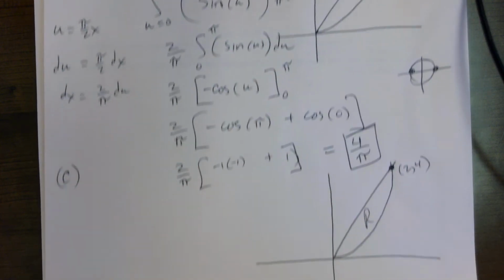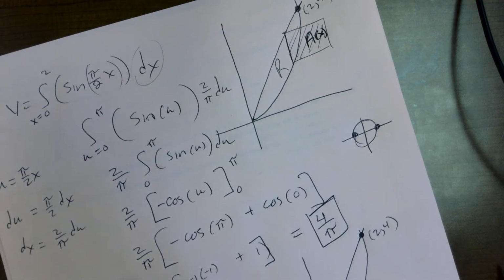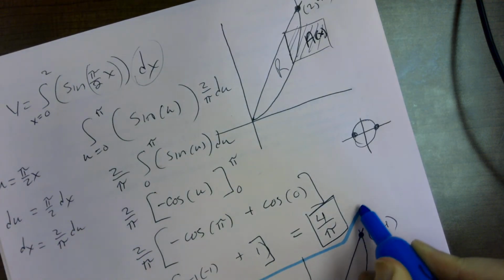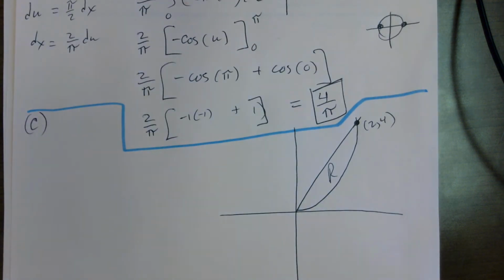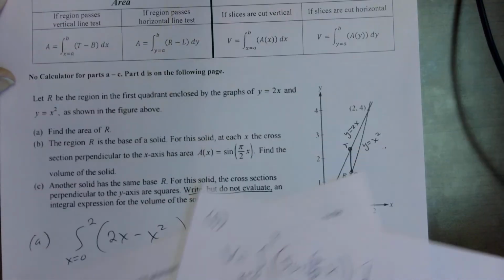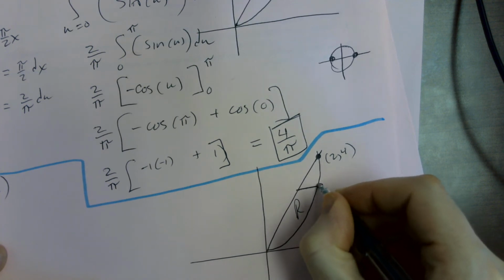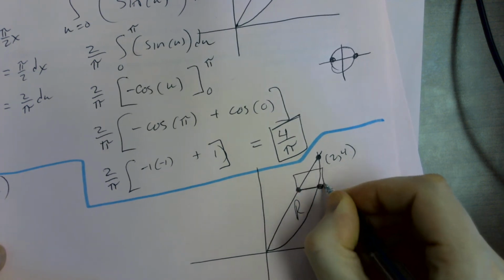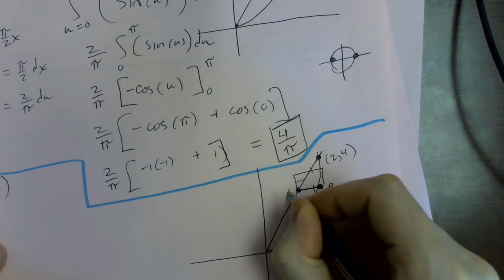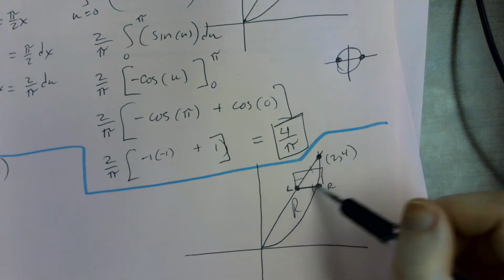All right, so I drew this again. This time, the cross sections when cut perpendicular to the y-axis are squares. So cutting perpendicular to the y-axis, we've got to use right minus left, and these are squares. Guys, right minus left in order to get the dimensions.